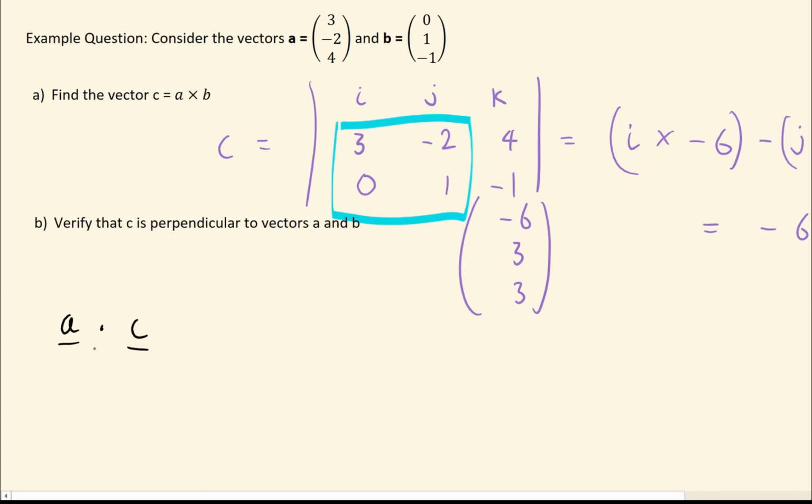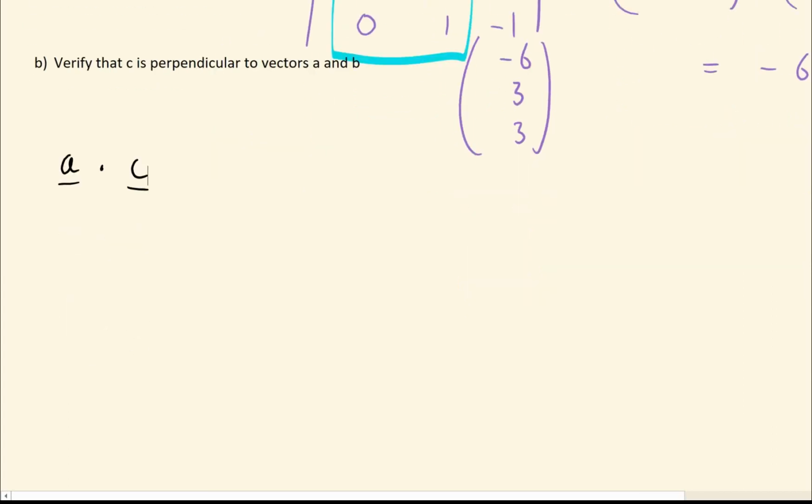Sometimes I underline these. That's basically notation for saying they are vectors, because typically when you see vectors in exam papers, they have them in bold font to make it clear they're vectors and not numbers or letters.